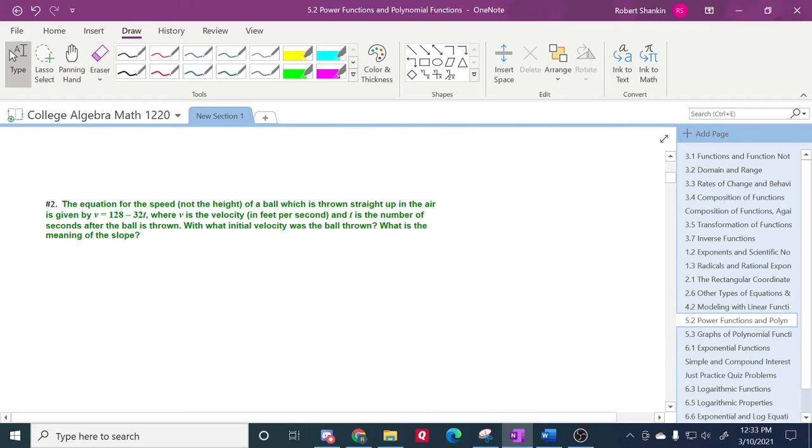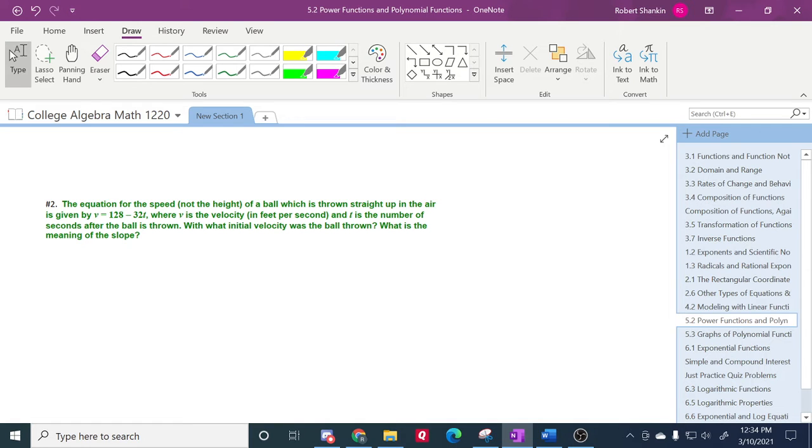Alright, this is from yesterday. The equation for the speed, not the height, of a ball, which is thrown straight up in the air, is given by v for velocity, is 128 minus 32t. Where v is the velocity in feet per second, and t is the number of seconds after the ball is thrown. With what initial velocity was the ball thrown? And what is the meaning of the slope?